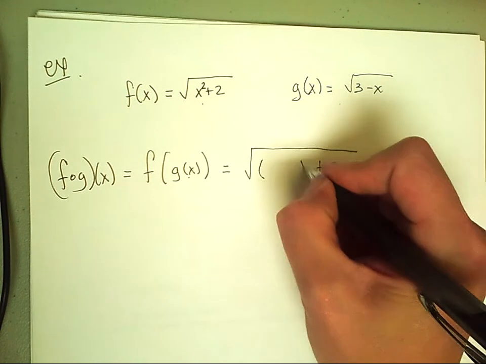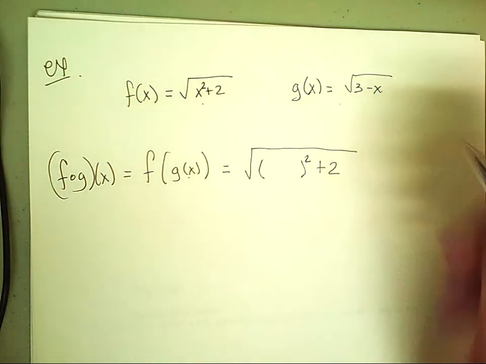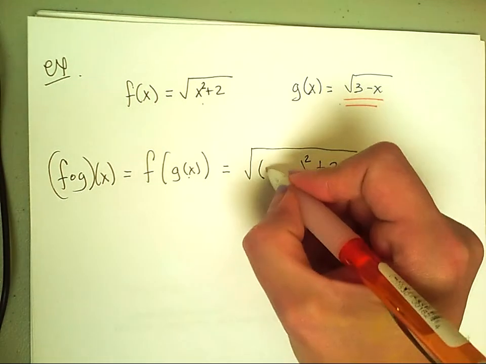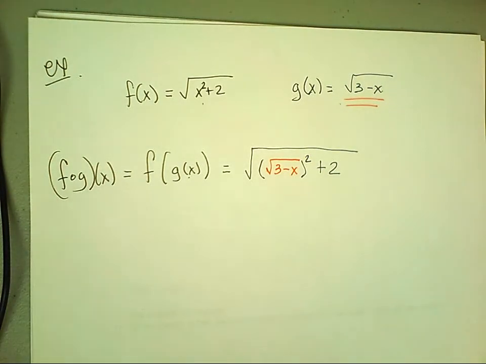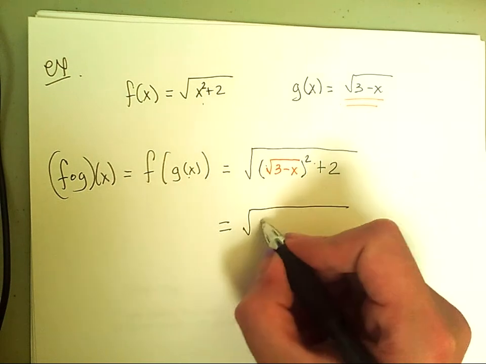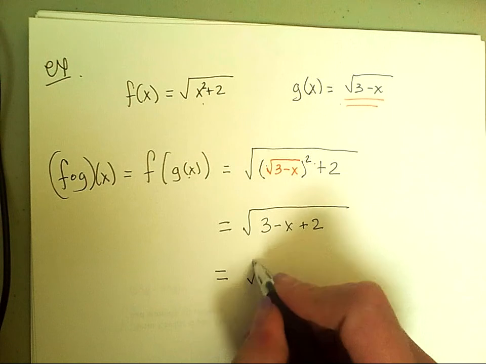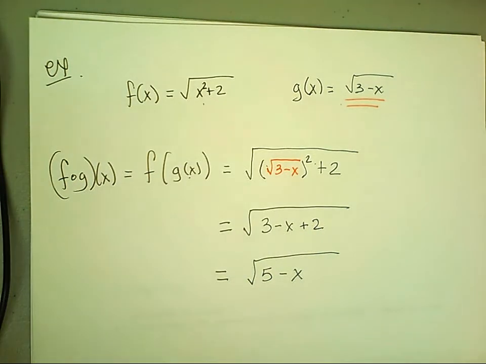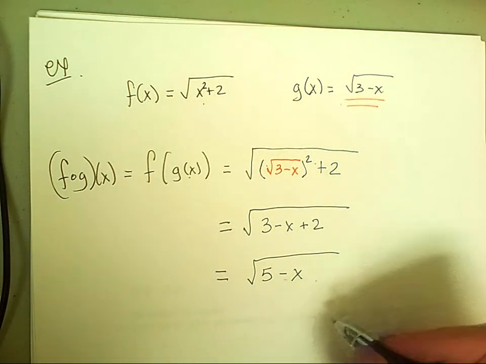Okay, so now we have to take g and put it into this. Okay, so the form of f is the square root of something squared plus 2. Okay. And into that I want to put g, which is the square root of 3 minus x. Okay, so this is equal to, now the square root and the squaring will undo each other, 3 minus x plus 2. So this is the square root of 5 minus x. Okay. This is the composition.